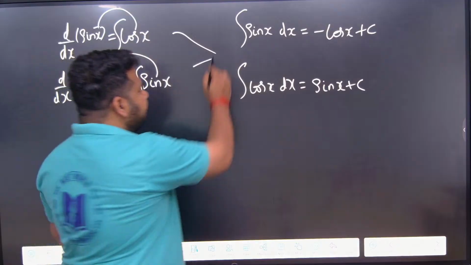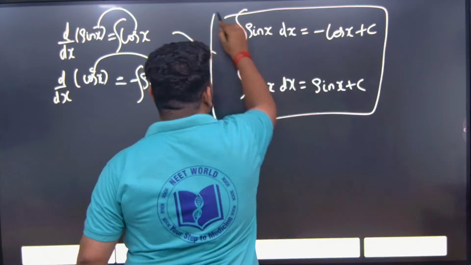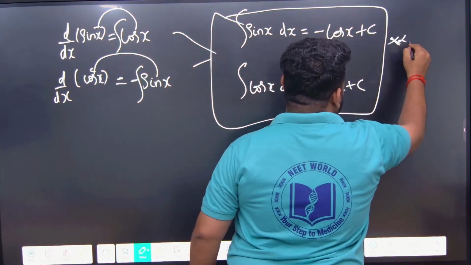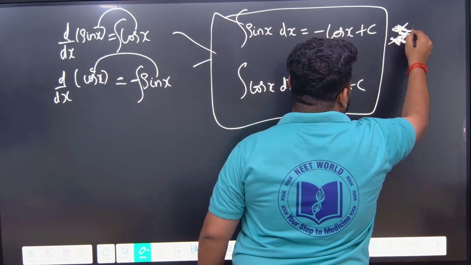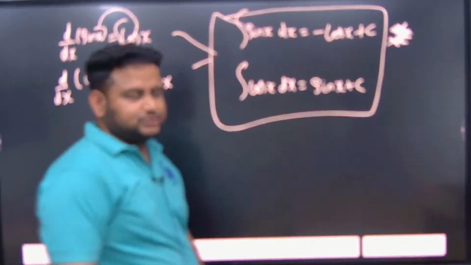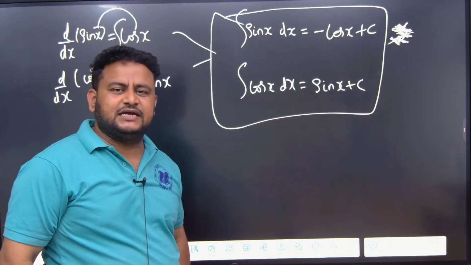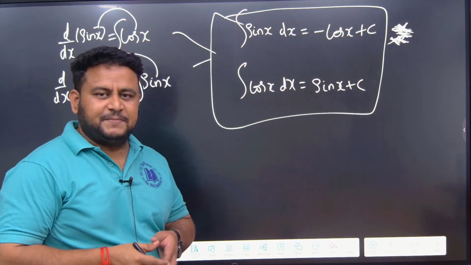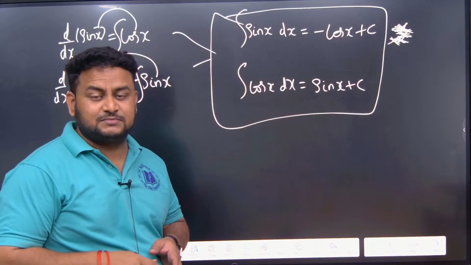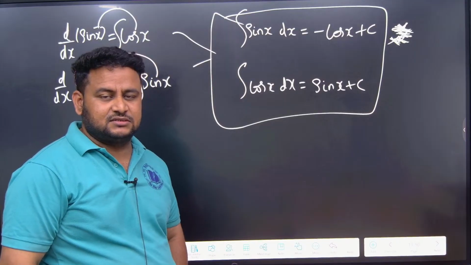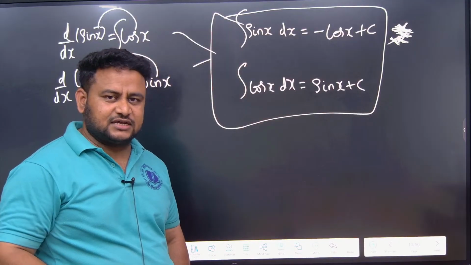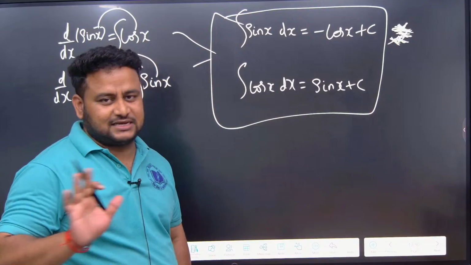So this is very important. Please remember this, highly important. There are chances you will make a mistake here. The sign will change. D by dx of sin x is cos x, but when it comes to integral of sin x, that is also cos x, but it is minus cos x. D by dx of cos x is minus sin x. Integral of cos x is also sin x; instead of minus sin x, you will write plus sin x. That's it.